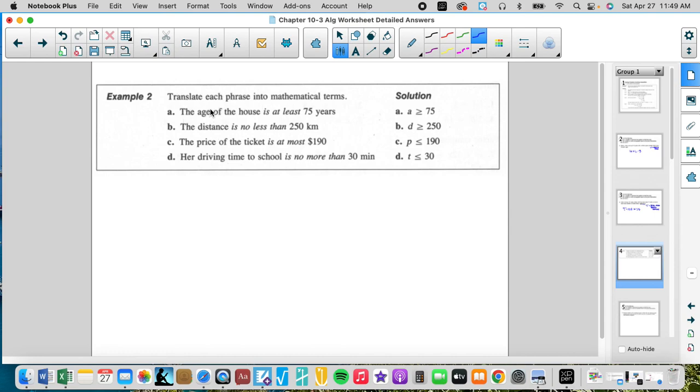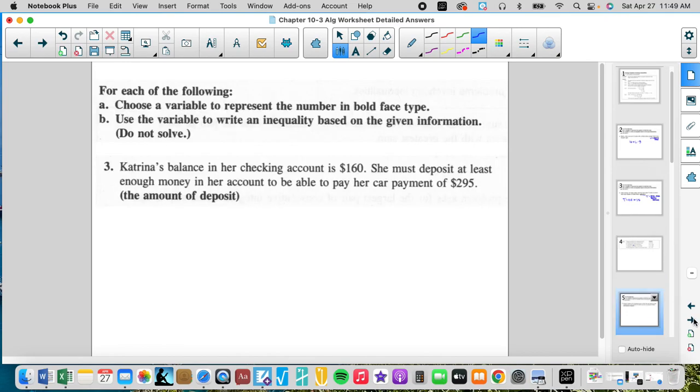Translate each phrase into mathematical symbols. The age of the house is at least 75, so it can be 75 or more. The distance is no less than, so it can't be less than. It can be equal to this, but it can't be less than, so it must be greater than or equal to. The price of the tickets is at most, that means it can be 190, but no more than that. Her driving time to school is no more than 30 minutes, so we can also do equals. So those are all equals.